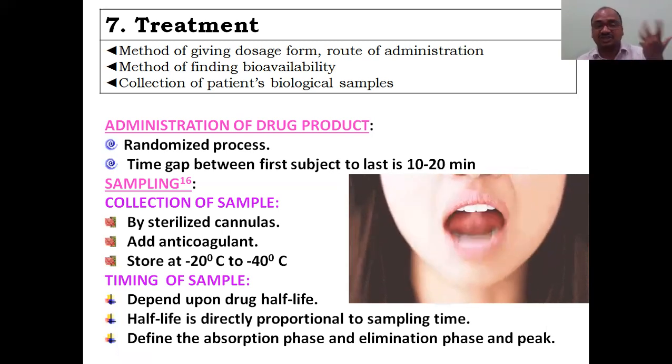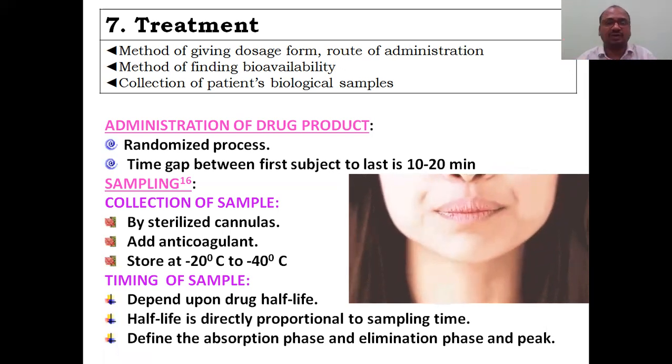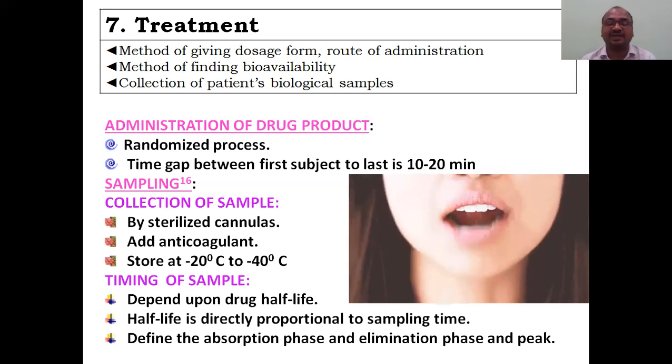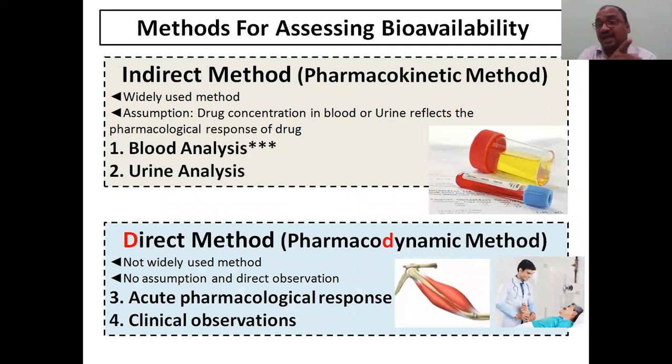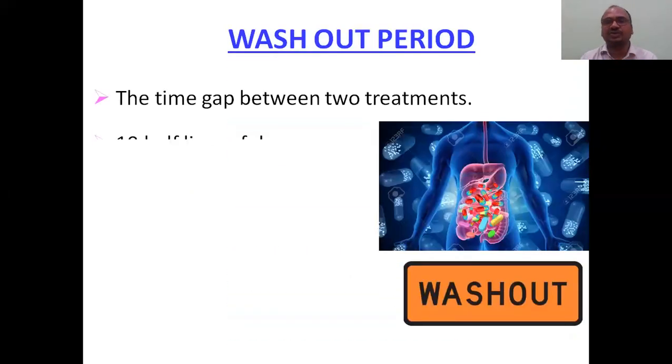And collection of samples by sterilized cannulas, you have to add some anticoagulant. You have to store it at -22 to -40 degrees centigrade, and the timing of sampling depends upon the half-life of the drug. That you have to get in the development of a protocol. See, this slide I have already completed in my previous video. Methods for assessment of bioavailability, either blood analysis or urine analysis, indirect method or direct method, whichever method you are following, you watch that video. The same matter you have to write here also.